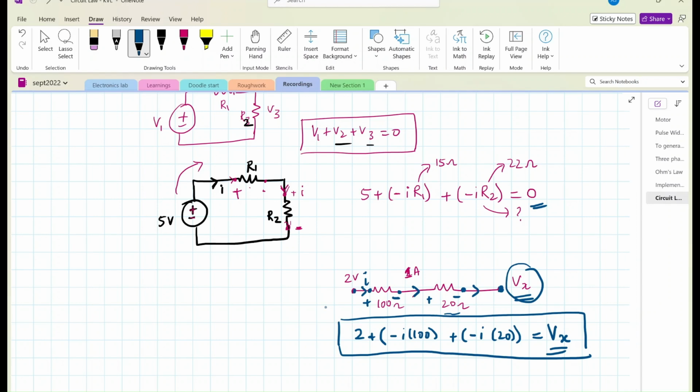And another thing, I'll give you one more example or one more situation we might face in our circuits. Same R1, R2, but here the current is traveling in this direction, the opposite direction.